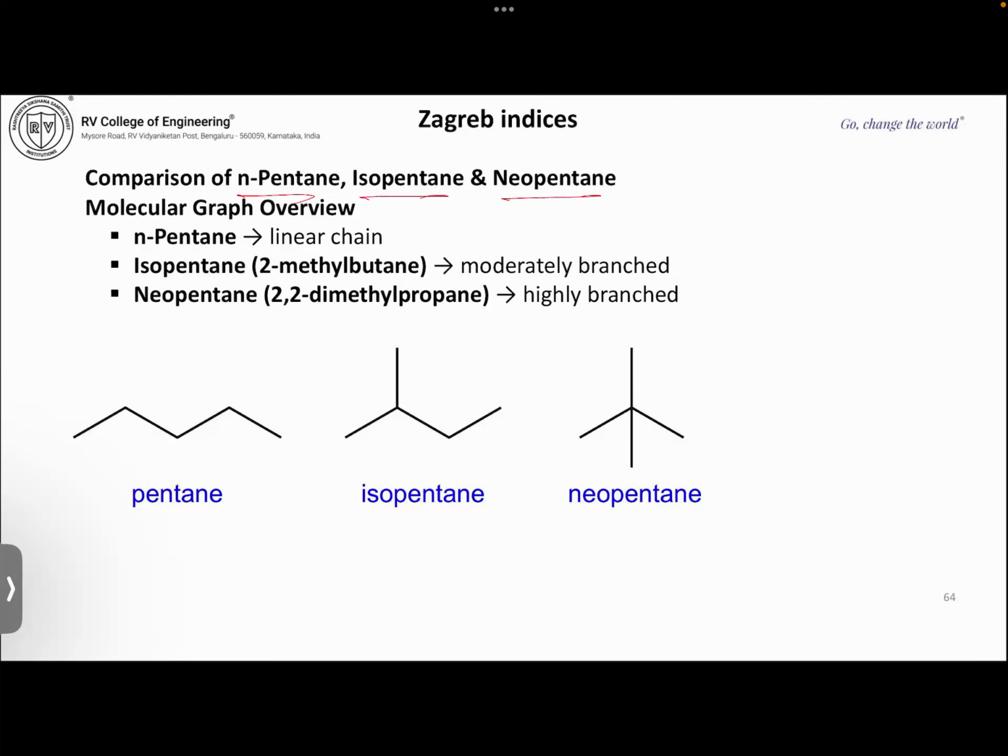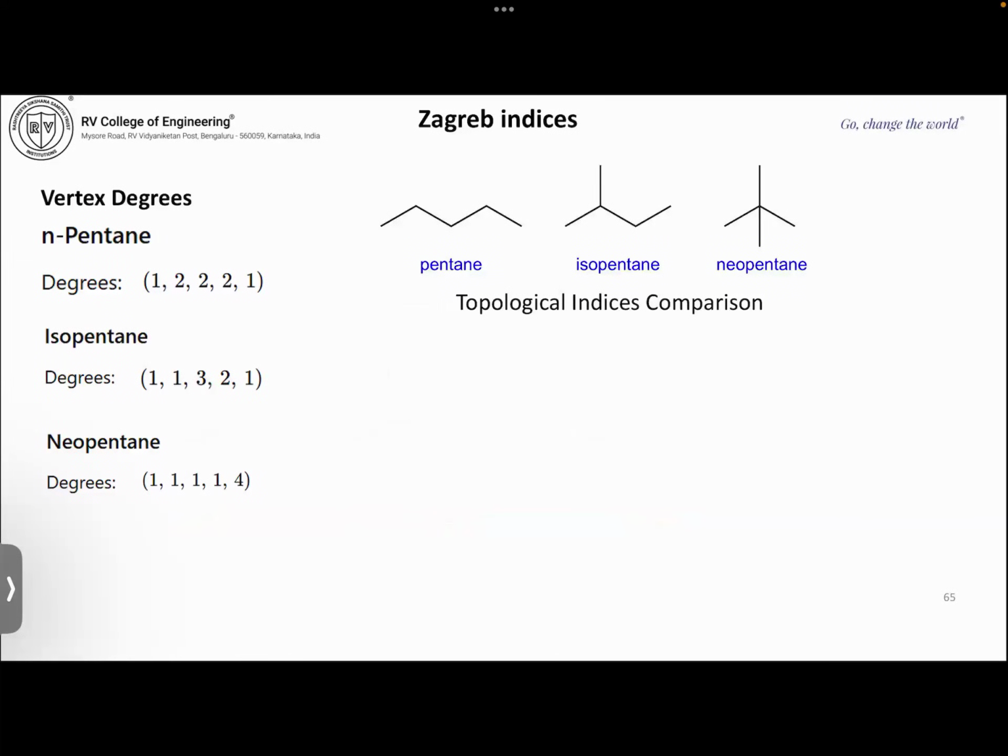They have the same molecular formula, but they have a different structure. So this is the graph. You can say that this is n-pentane, and this is isopentane and neopentane. So n-pentane is a linear chain. The isopentane is moderately branched. This is the only branch. And neopentane is highly branched. It's tree-like. So 1, 2, 3, 4. Okay. So let us calculate M1 and M2 for these isomers. For that, first you should identify the degrees for the n-pentane.